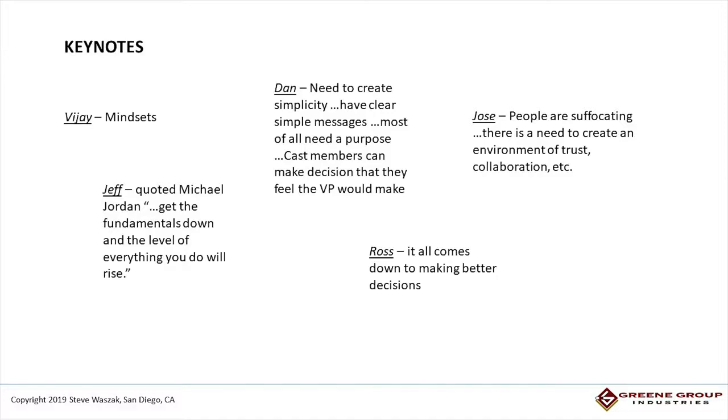Some of the keynotes mentioned some things that tie into this. BJ was talking about needing to change mindsets. Dan was talking about needing to create simplicity, have clear, simple messages, have a purpose, and have cast members that can make a decision they feel the VP would make. That's what leading with fundamentals should get into.